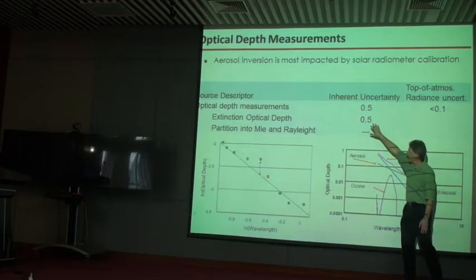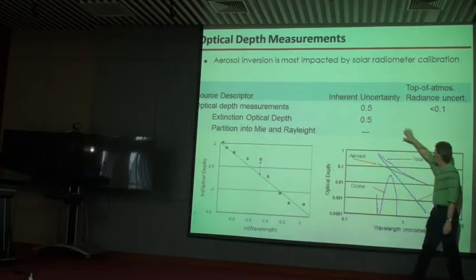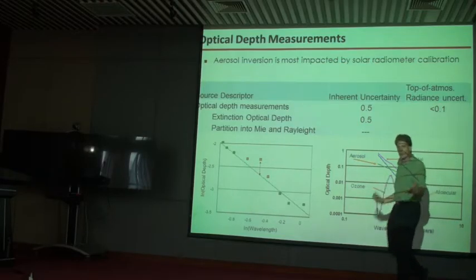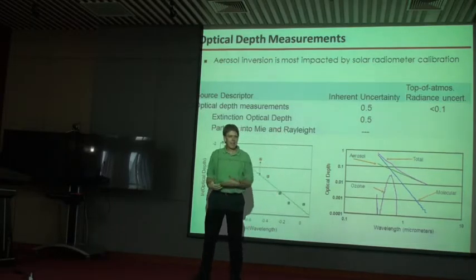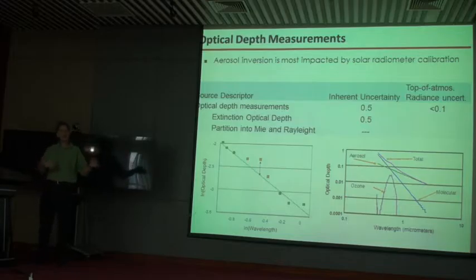So going from the radiometer inherent uncertainty, 0.5% at optical depth, putting that into the radiative transfer code, we had to assume something for the surface conditions. And that's where the 0.1%, it's smaller than 0.1%. All that says is that my surface is not that dominant, and that should make some sense. I'm sorry, my atmosphere is not that dominant, the surface is the dominant situation.